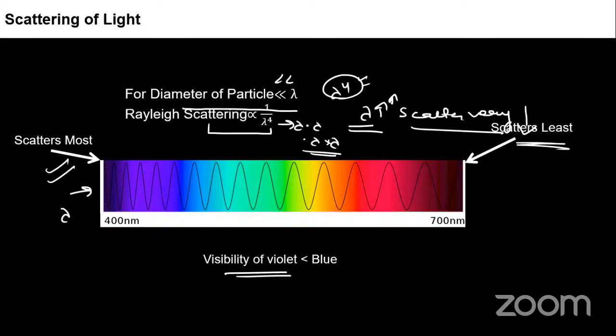So the visibility of violet is less than blue, which is scattered more. How will it enter your eyes? I mean, how can you see? If the light is scattered more here and there, randomly, how will the waves enter your eyes? If the light is entering the eyes, it must be in a proper direction. Okay.